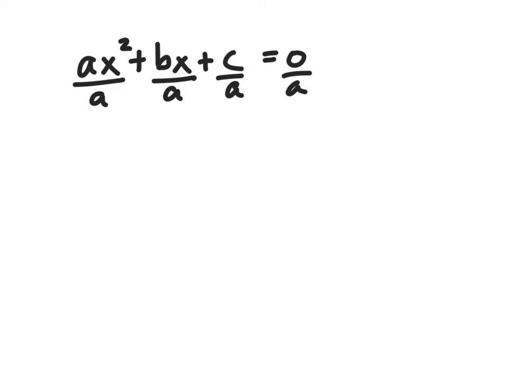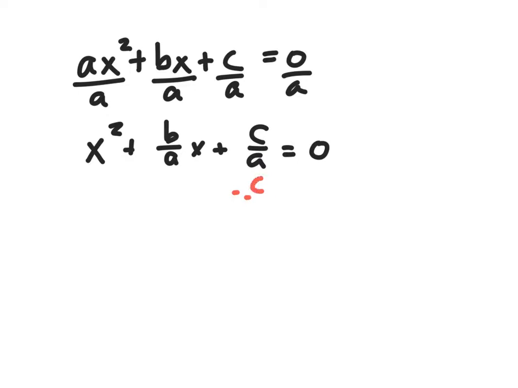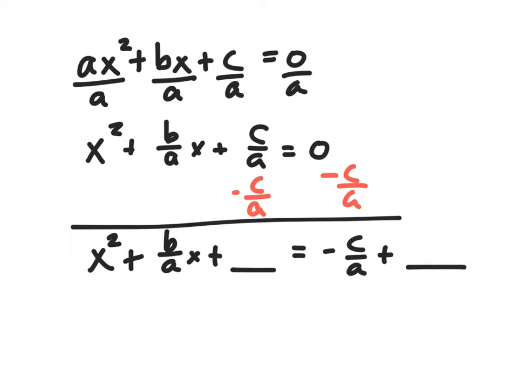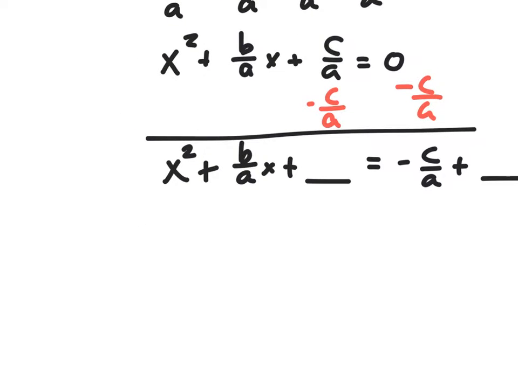And so we end up getting x squared plus b over a x plus c over a, and that's equal to 0, okay? If I were to solve this for x using completing the square, I would subtract c over a from both sides. So then I get x squared plus b over a x plus blank is equal to negative c over a plus blank. Now I want to complete the square and make this into a perfect square trinomial.